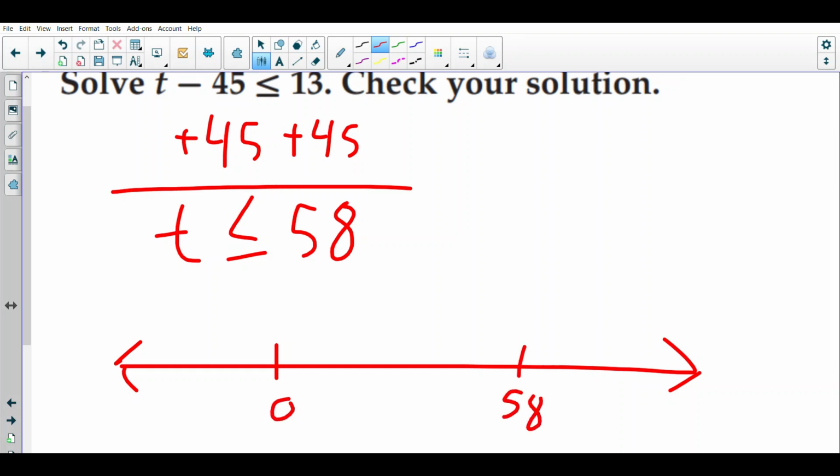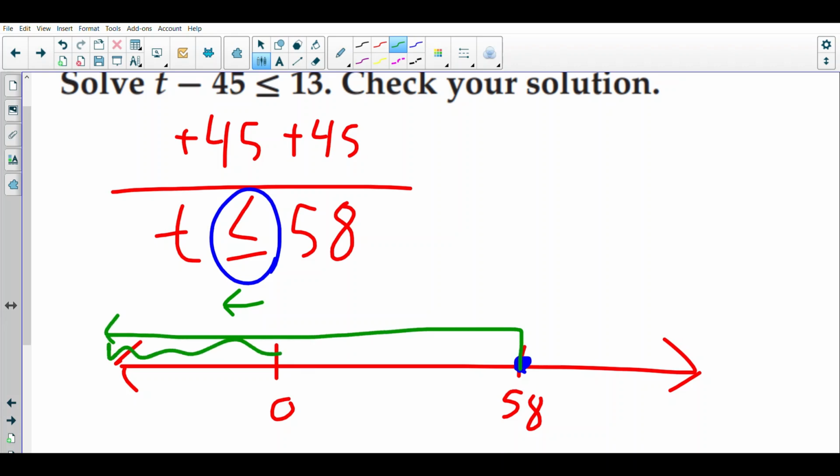Now we're looking at the inequality. It has the or equal to, so we are going to use a closed circle on that point, and then it is pointing to the left, so I'm going to go to the left because the variable is on the left side. That's the only reason. If it's on the right side, then I would have been going the other direction.